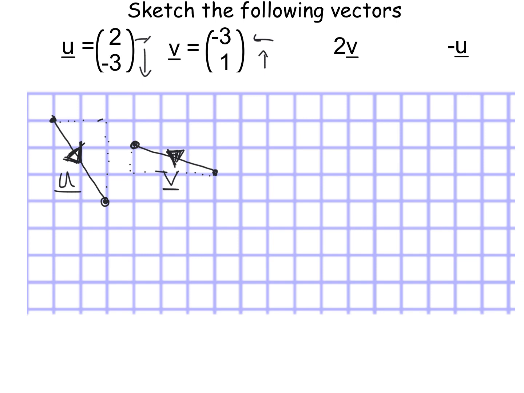Okay, hope this is going okay. And then they want us to draw 2 of v. So 2 of v is literally double of this one. So instead of going back 3, I'm going to go back 6. And instead of going up 1, I'm going to go up 2. So literally I double the numbers.